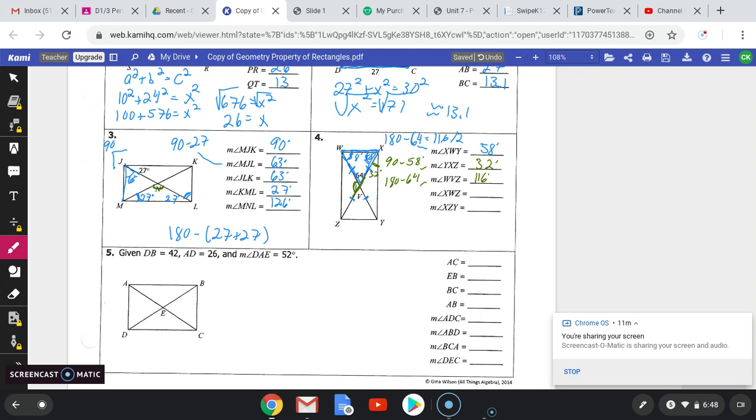XWZ is that whole corner. That's nice because we know it's 90. And then XZY would be, let me just look here, XZY would be right here. That's alternate interiors, so that would be 58 degrees. Okay. So that's how you work with sides and angles of a rectangle.